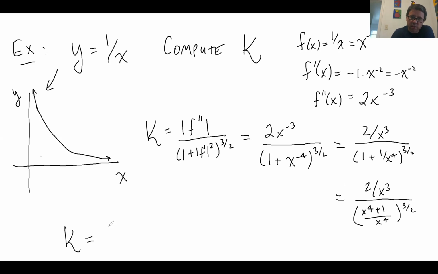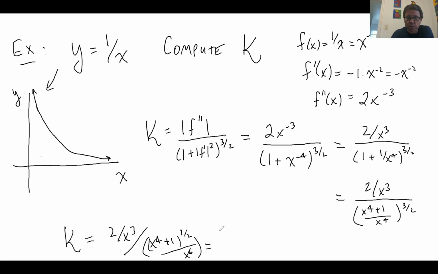So if I took this, I'd get 2 over x cubed all over, I could write that as x to the 4th plus 1 to the 3/2 power. And then what happens when I take the 3/2 power for x to the 4th? So this means take a square root and then raise it to the 3rd power. So that'll be x to the 4th, square root will be x squared, raise that to the 3rd power will be x to the 6th, and then I'll flip and multiply this.